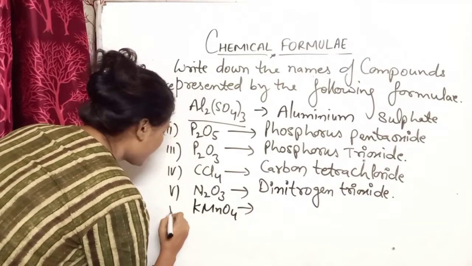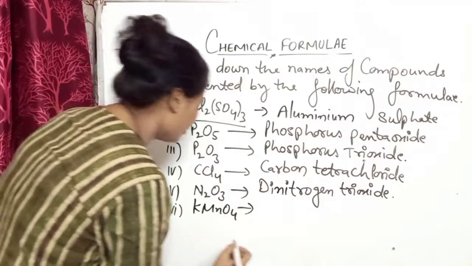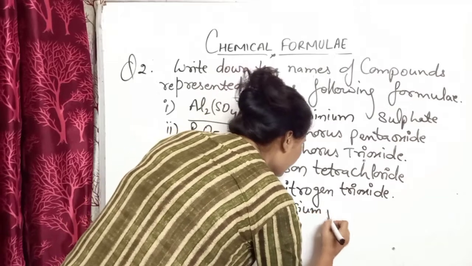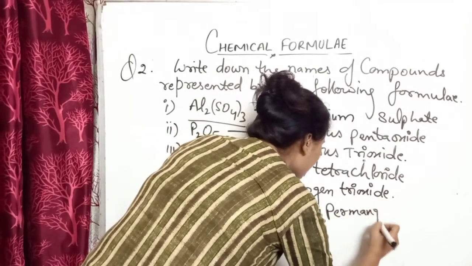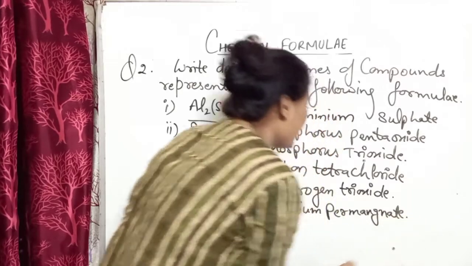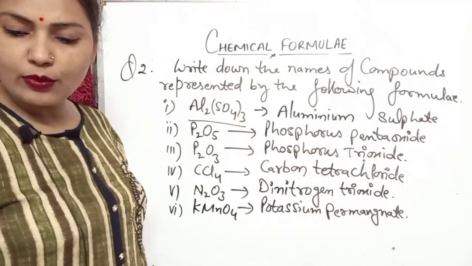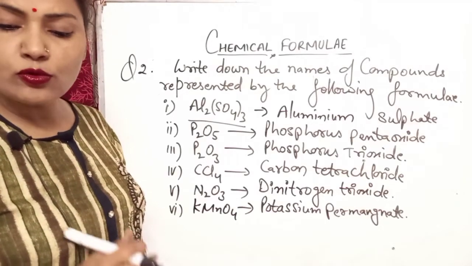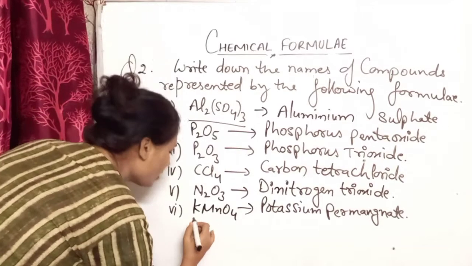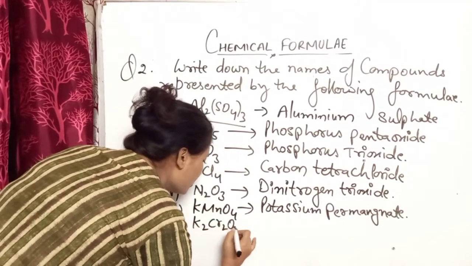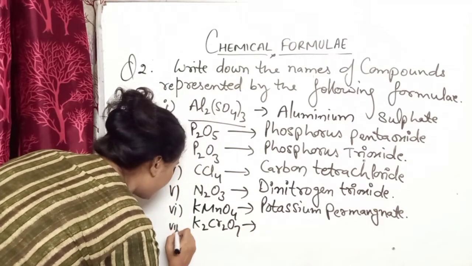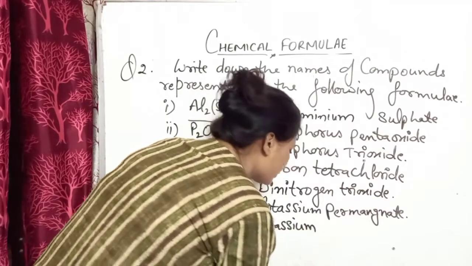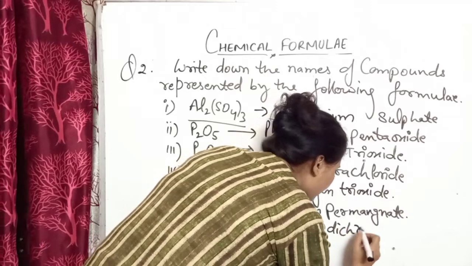KMnO4. Okay. So these are the different formulas that you should learn. Potassium permanganate. This is the formula of KMnO4. Okay. So you can write KMnO4, it's potassium permanganate. If you can write the formula K2Cr2O7, then it is potassium dichromate.